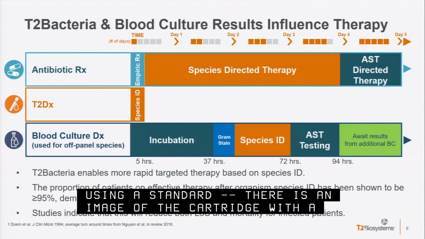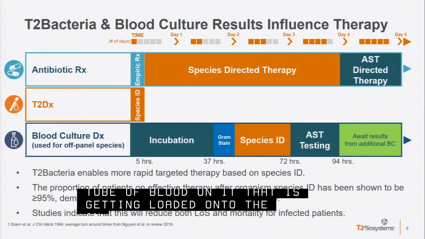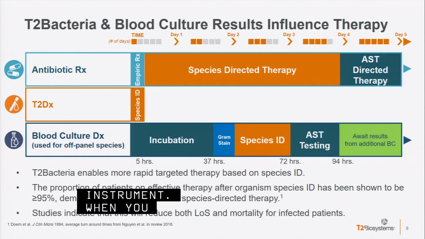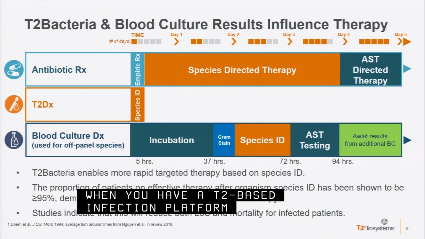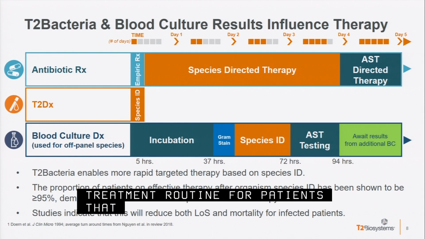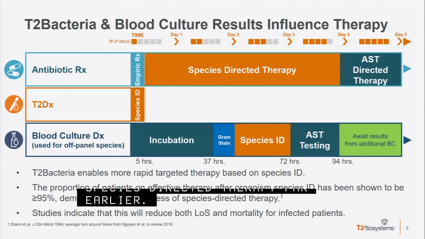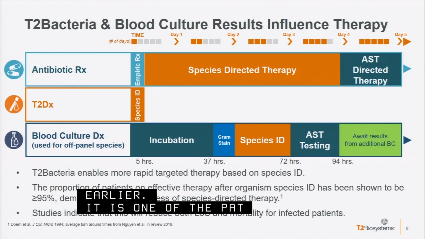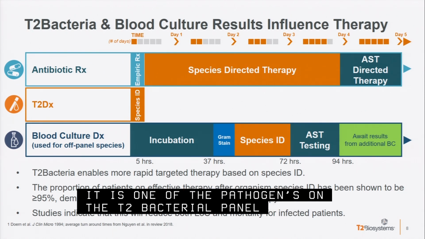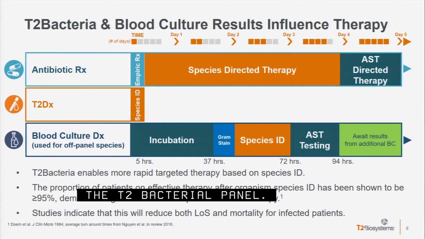So when you have a T2-based detection platform in your treatment routine for patients, that provides information for species-directed therapy far earlier to help confirm that, yes, you do indeed have an infection and you know if it's one of the pathogens that are on the T2 bacteria panel. And that presents a lot of new antibiotic stewardship and also patient treatment algorithms to a hospital to allow them to determine how best to impact their patient care in their hospital with a technology like the T2 bacteria panel.